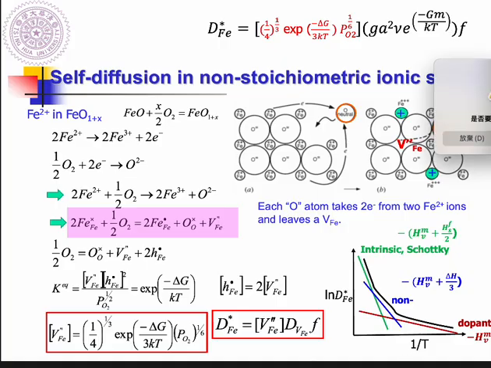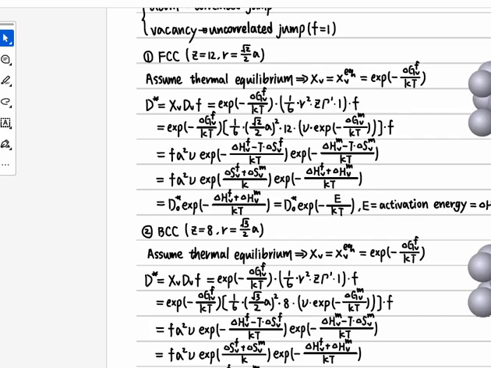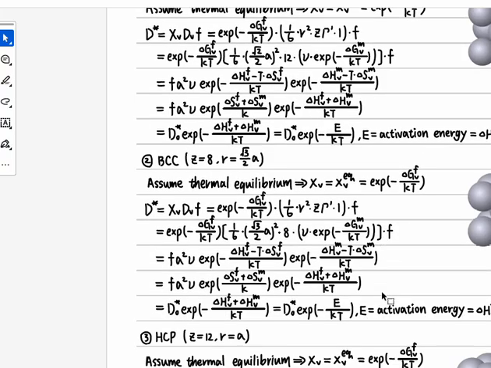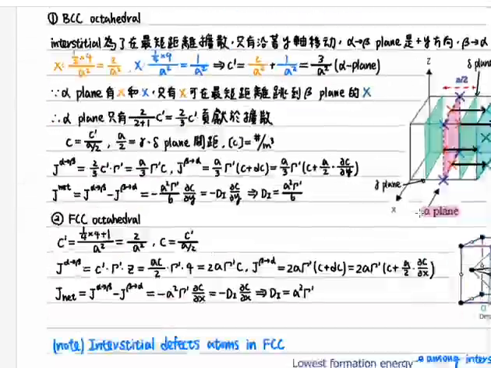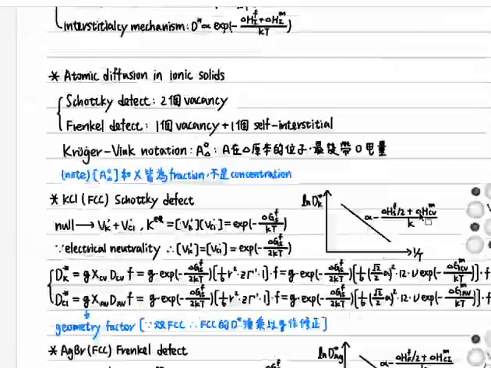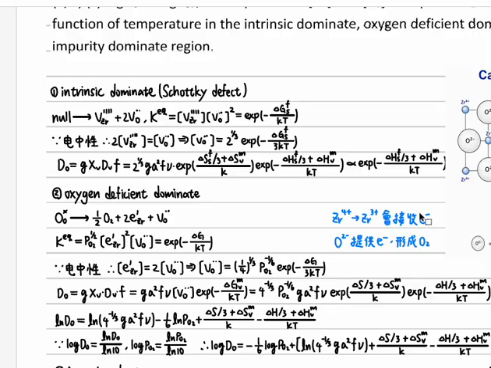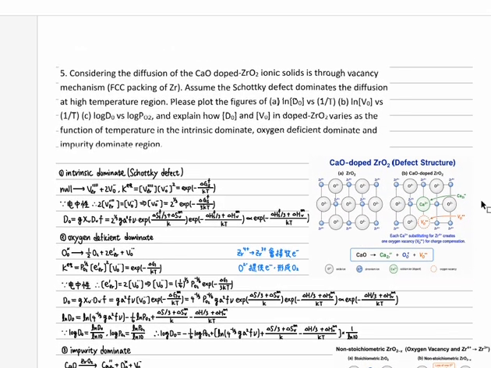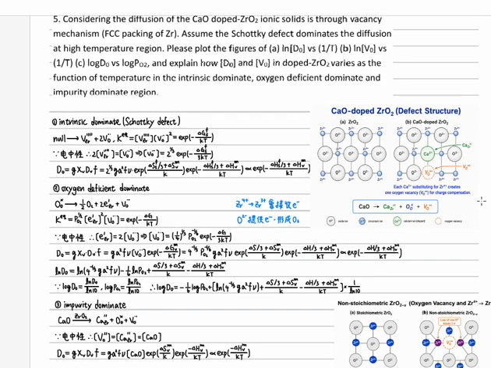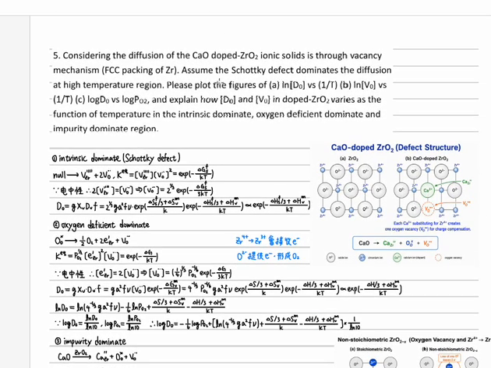Okay, in order to make sure whether you understand this or not, you can take a look at the lecture notes. Let me take a look here. We have another example shown here. This is CaO-doped ZrO2. ZrO2 is 4 positive. This is our matrix, and we add CaO into ZrO2.